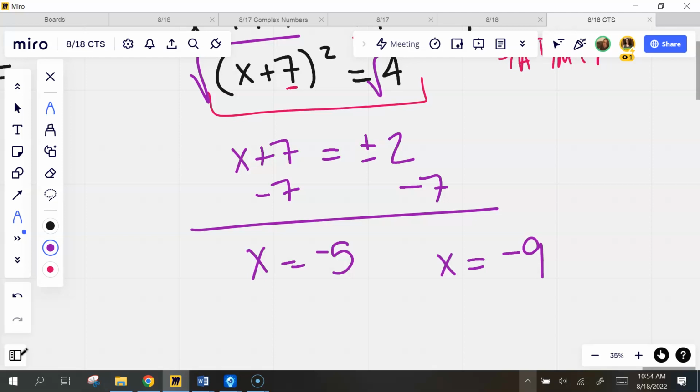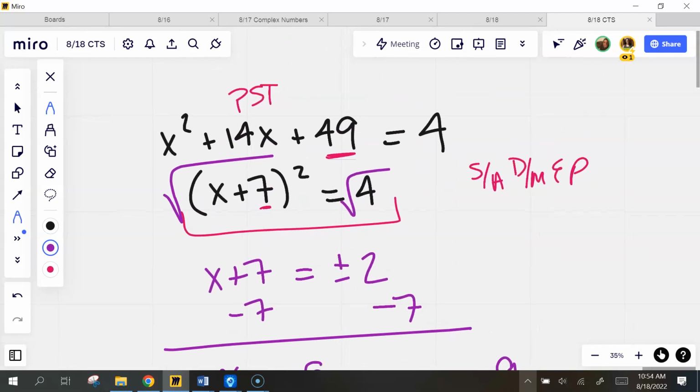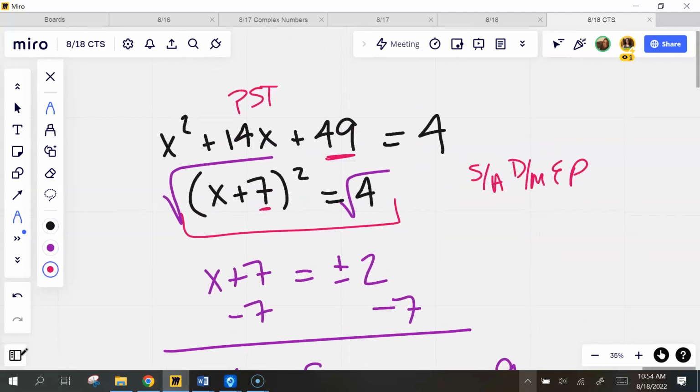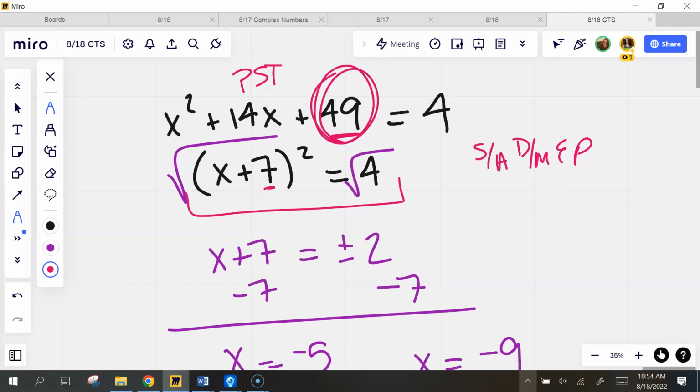Now, technically, this is old. We've already done this. We've already factored and solved. Here's the new stuff. What we're going to do today, guys, is this won't be there. We'll have to find that. Okay, so let me show you what I mean.